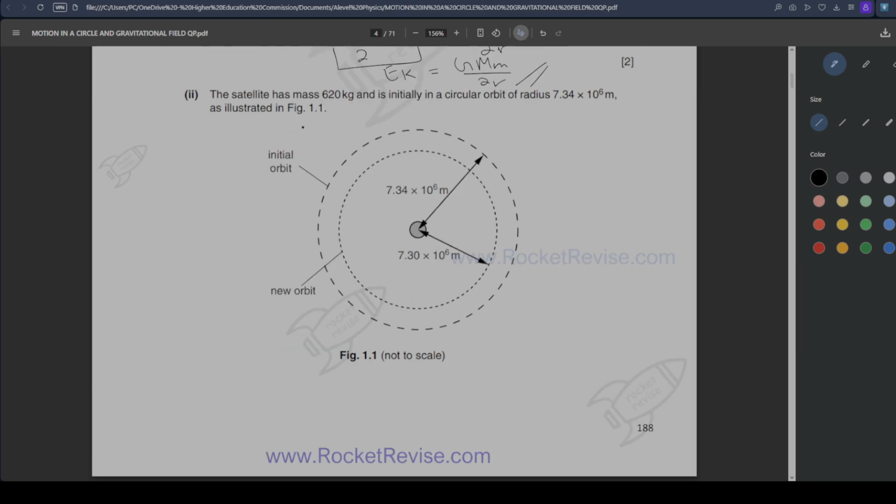उसके बाद the next part is the satellite has mass 620 kgs and is initially in a circular orbit of radius 7.34 into 10 power 6.